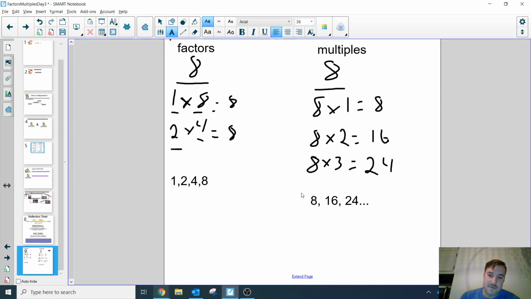So just a refresher, or in summary, our factors are numbers that multiply together to equal our number. So 1, 2, 4, and 8 are all my factors of 8. My multiples of 8 are 8 times another number. So 8 times 1 is 8, so 8 is a multiple. 8 times 2, 16 is a multiple. 8 times 3, 24 is a multiple.